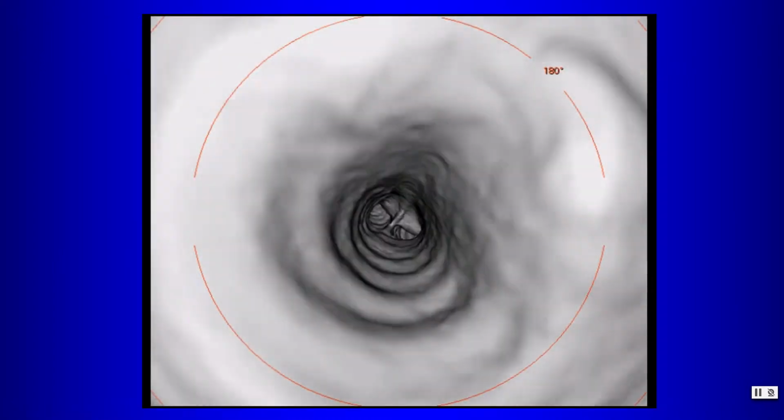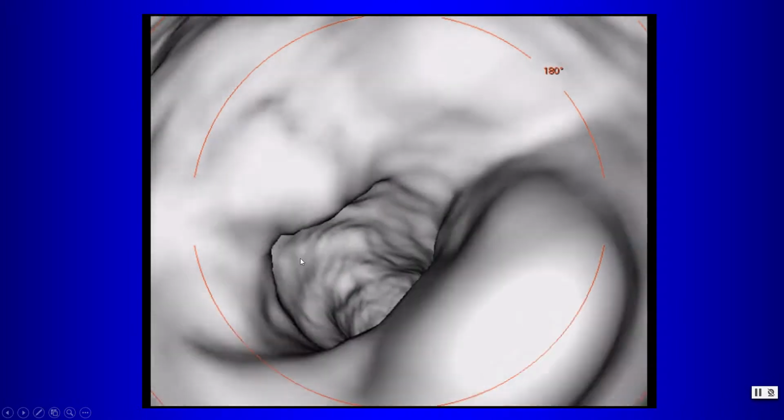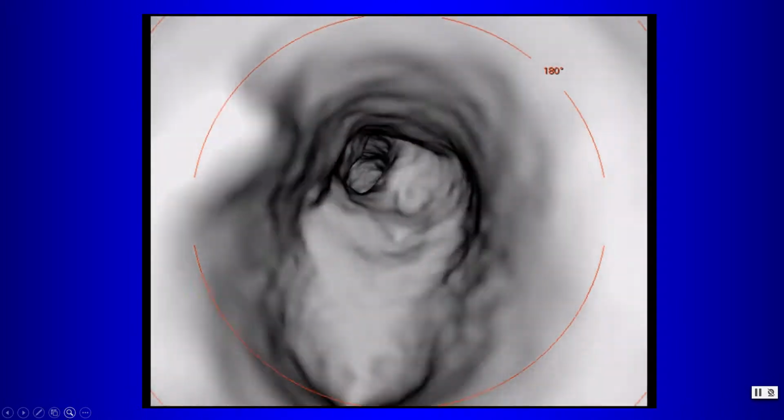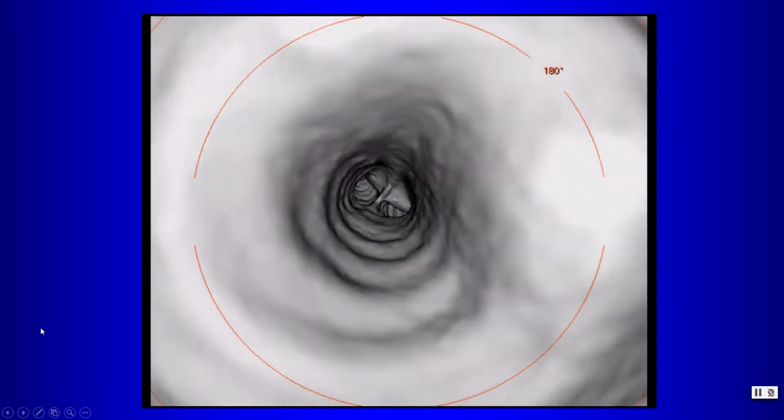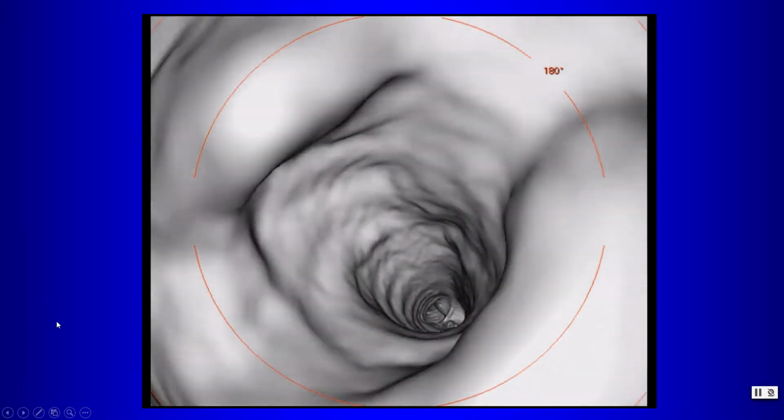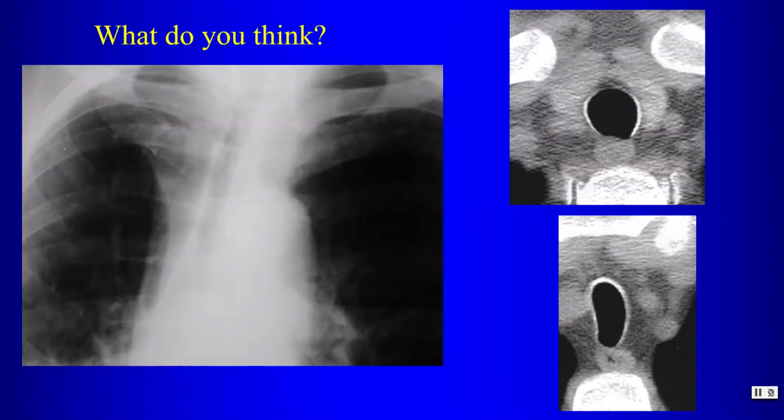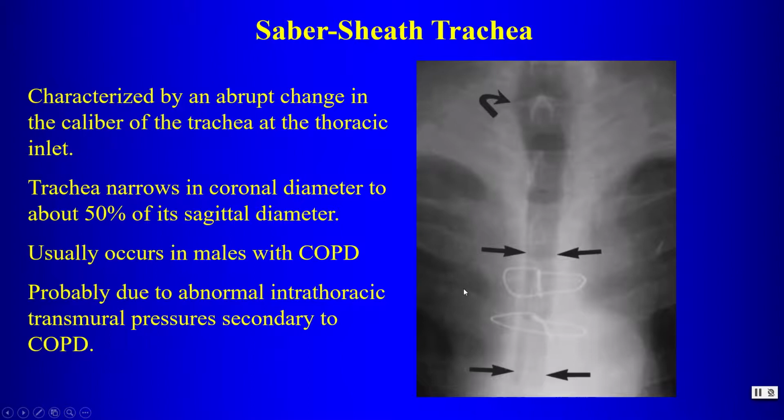And then here is a virtual bronchoscopy showing us as we're traveling down through the stricture within the proximal trachea. Now, what if the trachea looks like this? So here on the frontal view, it does appear narrowed, but you notice here that at the thoracic inlet, it is increased in AP diameter, but narrowed in width. So what is this called? This is called a Saber-Sheath Trachea.